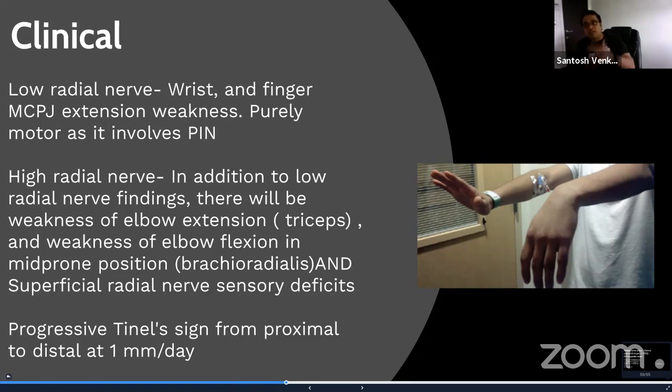And then if you're monitoring the patient, you can check tunnel sign. The nerve tends to recover at 1 millimeter a day. So it goes from proximal to distal, and you can monitor that way as well.